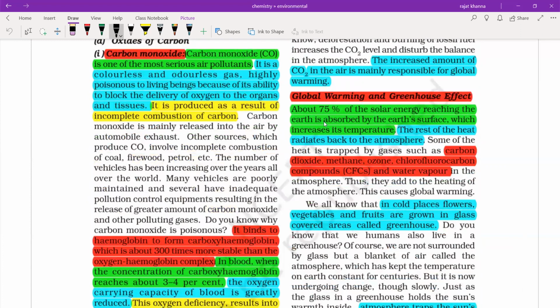75% of solar energy reaching the earth is absorbed by the earth's surface, which increases its temperature. The rest of the heat radiates back to the atmosphere. Some of it is trapped by greenhouse gases: carbon dioxide, methane, ozone, chlorofluorocarbons, and water vapors.